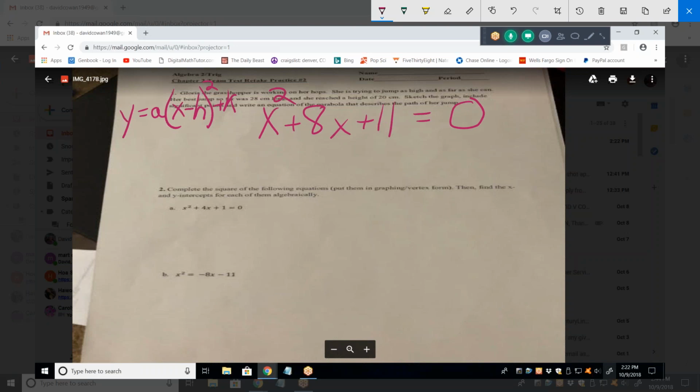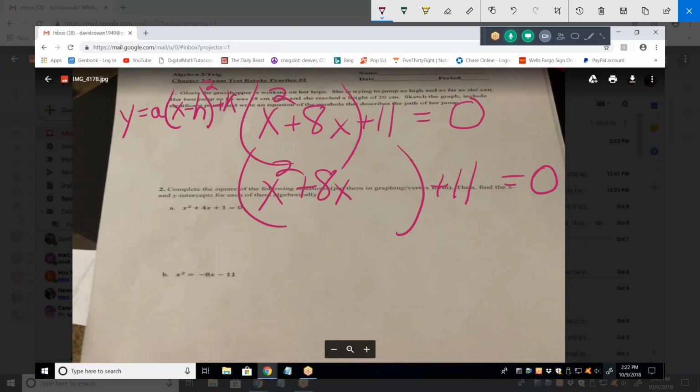But let's complete the square. What's the first step in completing the square? You want to put the parentheses around both of the x's and leave a space. Perfect. Let me rewrite it. X squared plus 8x, leave the space. Still got the plus 11. Now what? And then you want to find half of 8, so 4, and then square it. Not square root it, square it. So it would be plus 8. No? What's 4 squared?